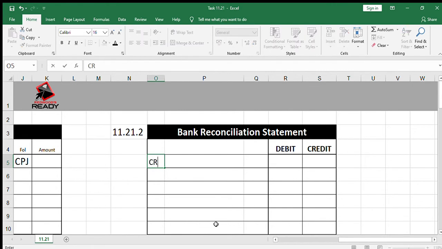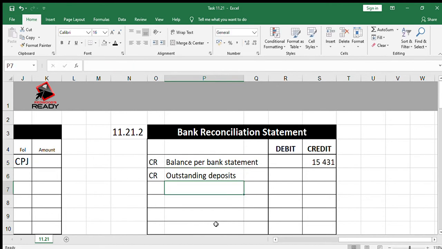So we're going to start off here. We're going to say credit balance per bank statement. Okay, we're going to put that figure in the credit column, 15,431. Then remember this from last year: outstanding deposits are always credited on the bank recon, and outstanding checks are debited on the bank recon.